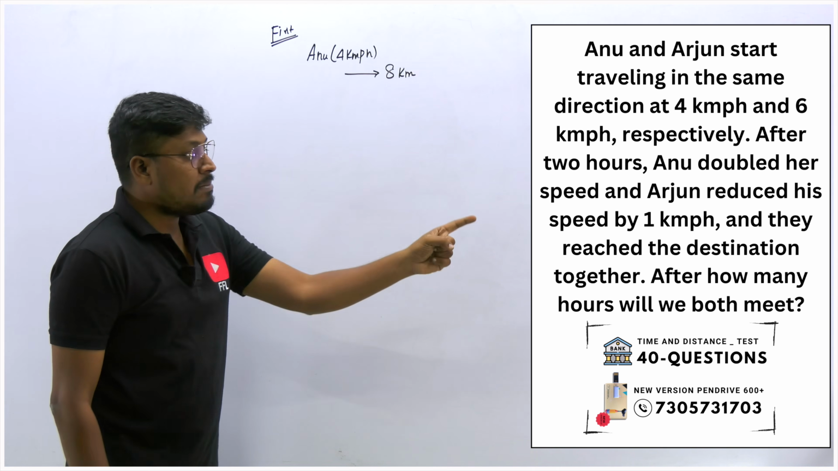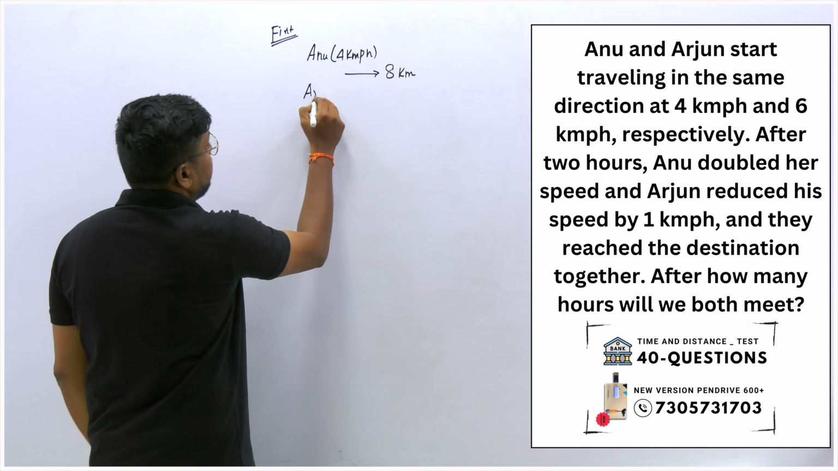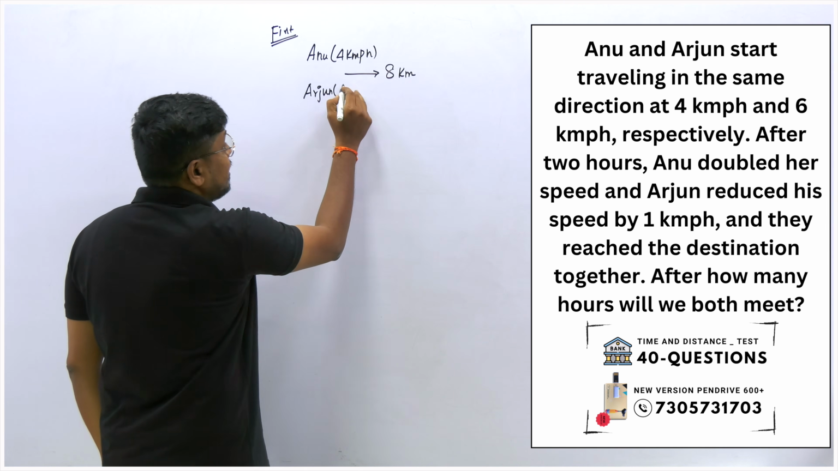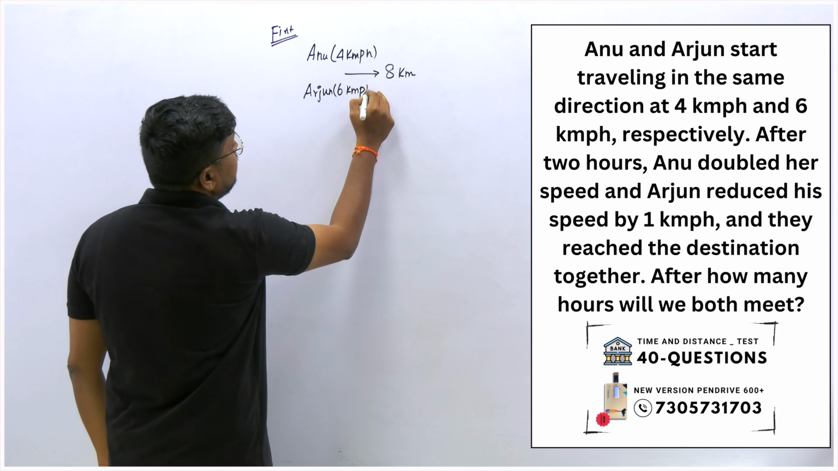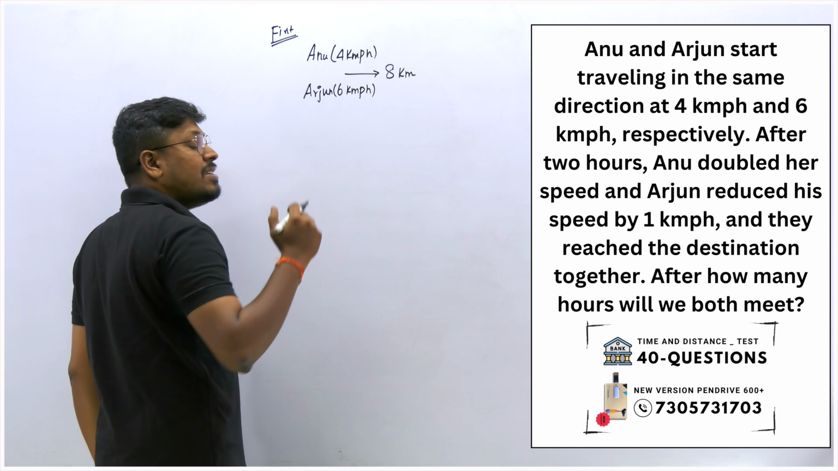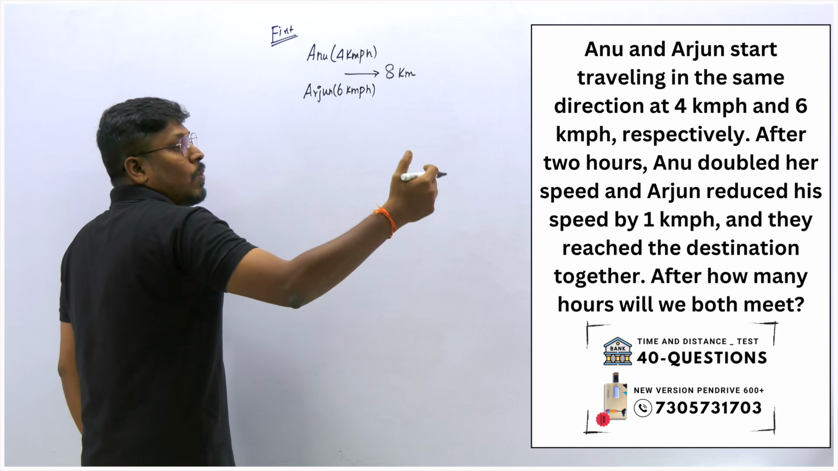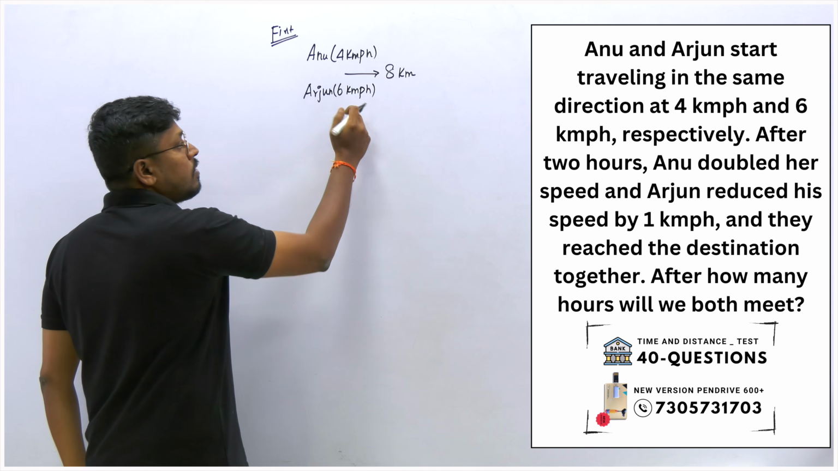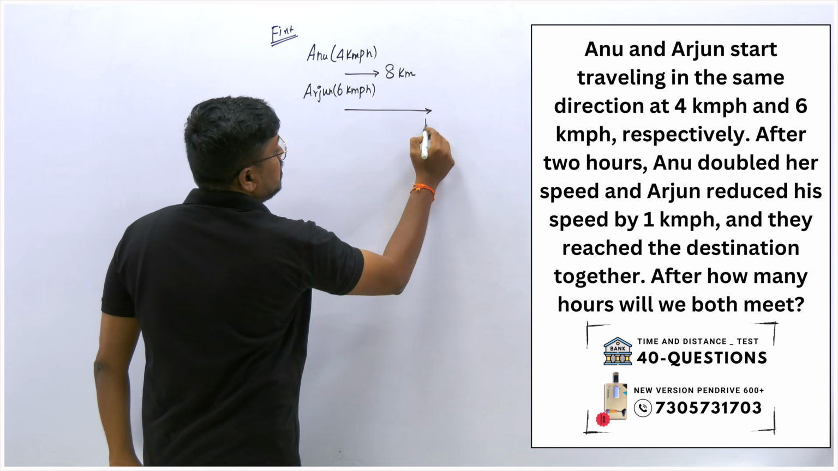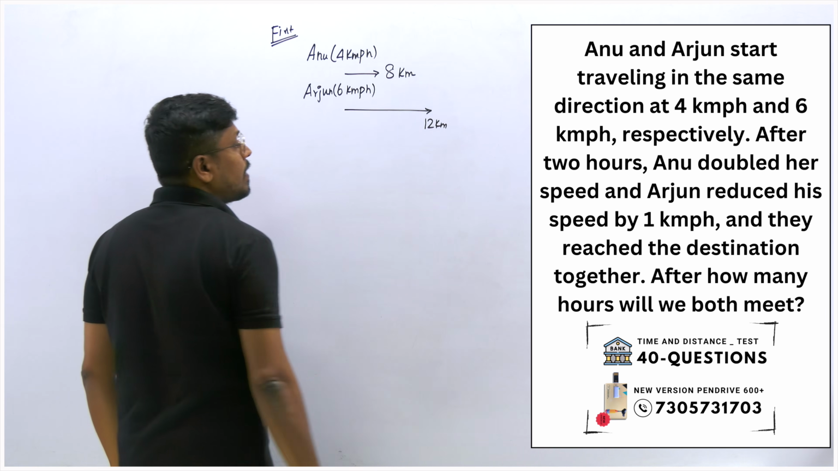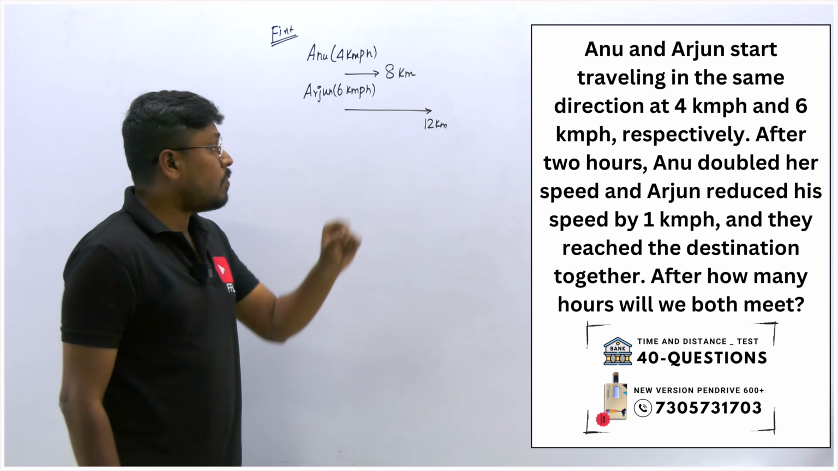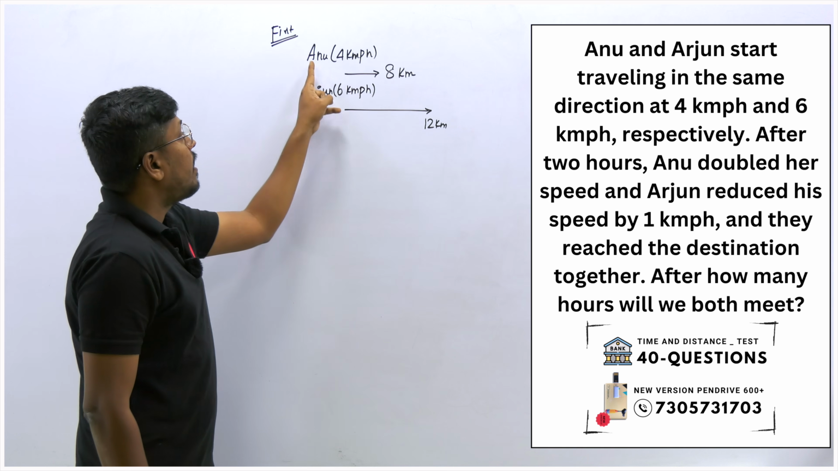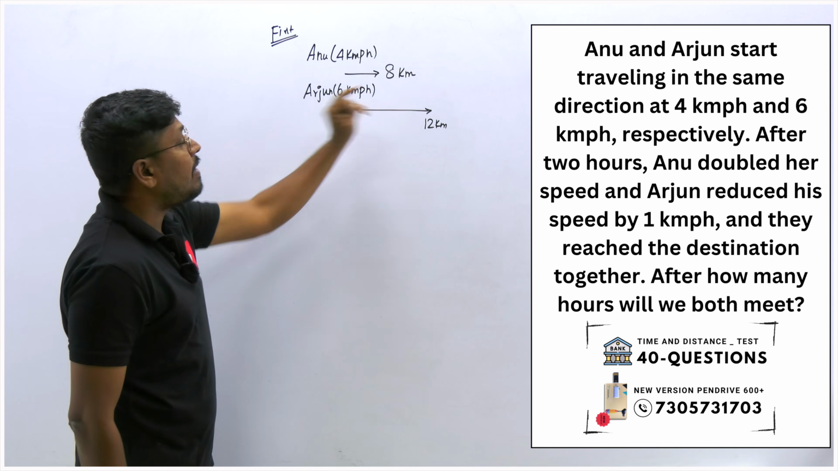Yes or no? So similarly, the next person is Arjun. Arjun's speed is how much? 6 km per hour. And similarly, both the persons are traveling initially for the first 2 hours. So 1 hour 6 km, 2 hours 12 kilometers. So 12 km will be the total distance in 2 hours traveled by Arjun, and in 2 hours Anu will be traveling 8 kilometers.